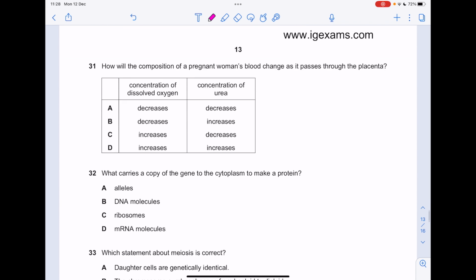How will the composition of a pregnant woman's blood change as it passes through the placenta? So the whole point of the placenta is to supply oxygen to the growing embryo and fetus. So we expect the concentration of dissolved oxygen to decrease. However, the growing embryo and fetus is actually producing urea as a byproduct, so that's going to be increasing the quantity of that passing the placenta.